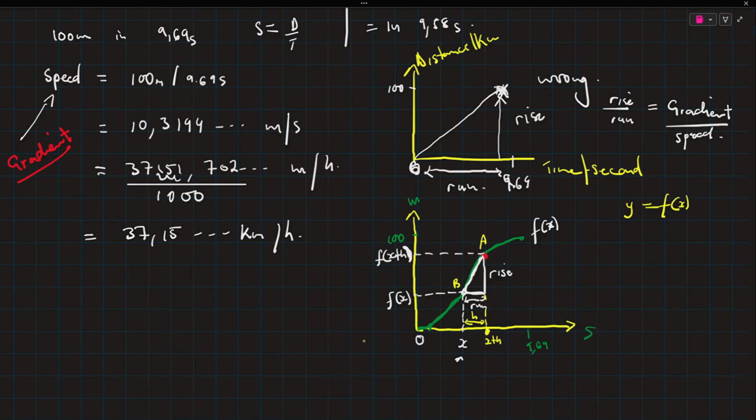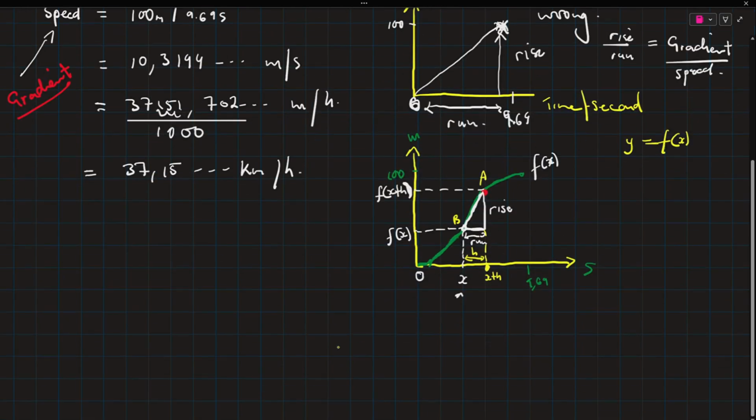That's true. And at B, it's x and f of x. That's very correct. So if I said find the gradient using that same thing, what will you do? Using those coordinates. Yes, find the gradient of AB.